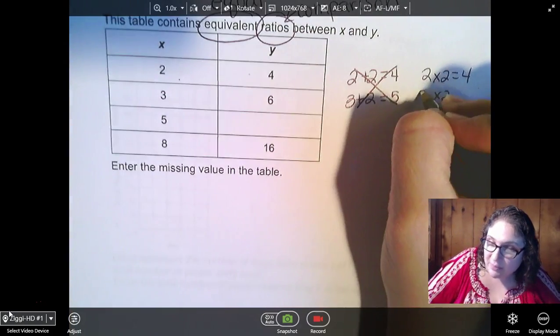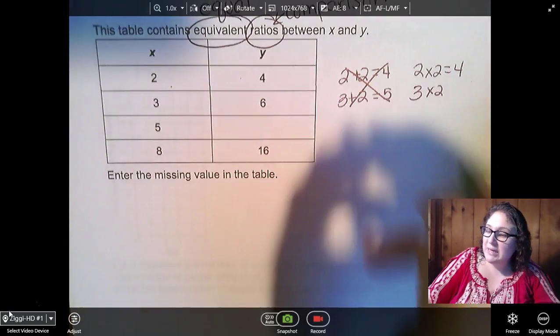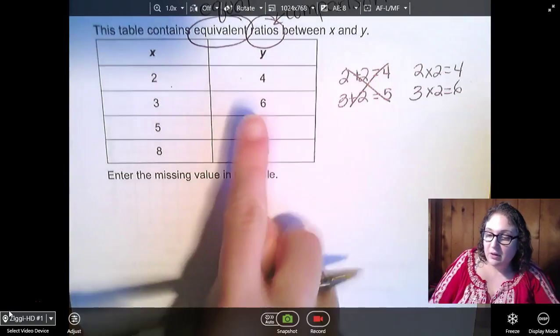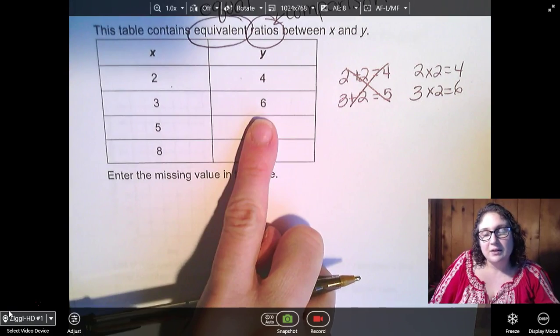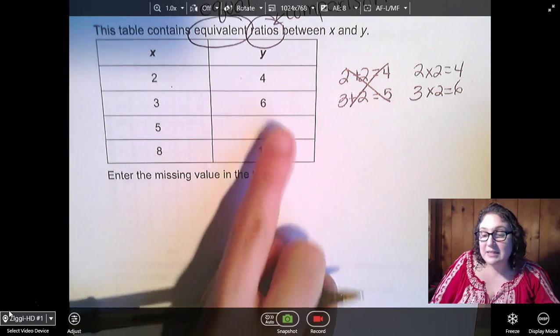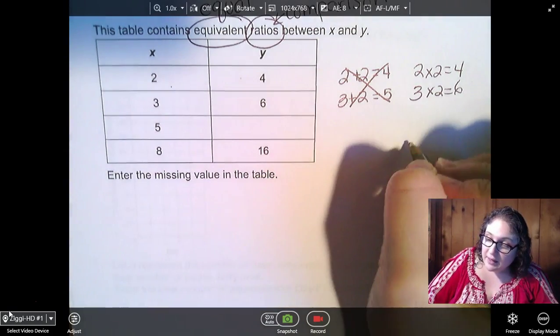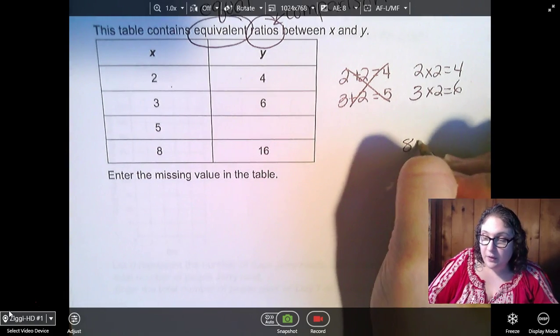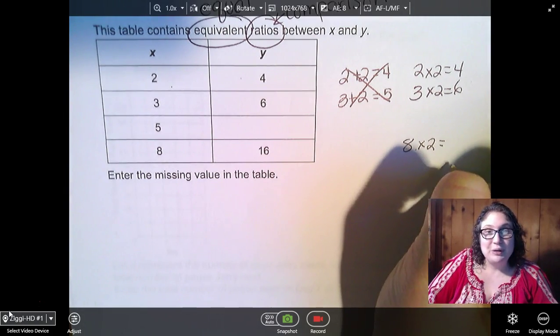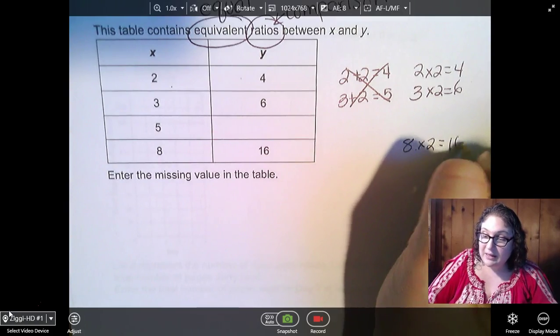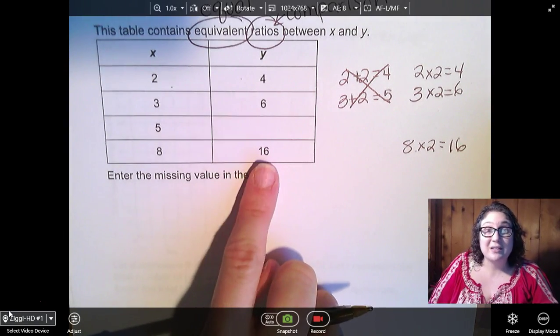But let's see what happens when I put 3 in here. Well, 3 times 2 is 6. So this rule could work. Let's test it for the last one. Here's our 8, our X value. We're going to multiply that by 2. Well, 8 times 2 is 16. So we know it checks.